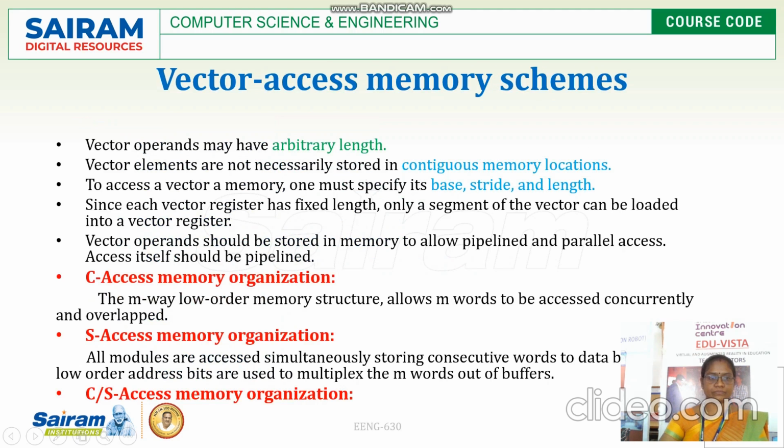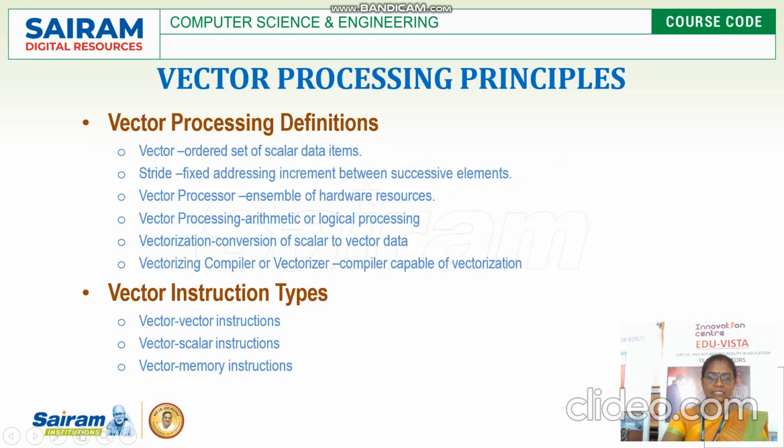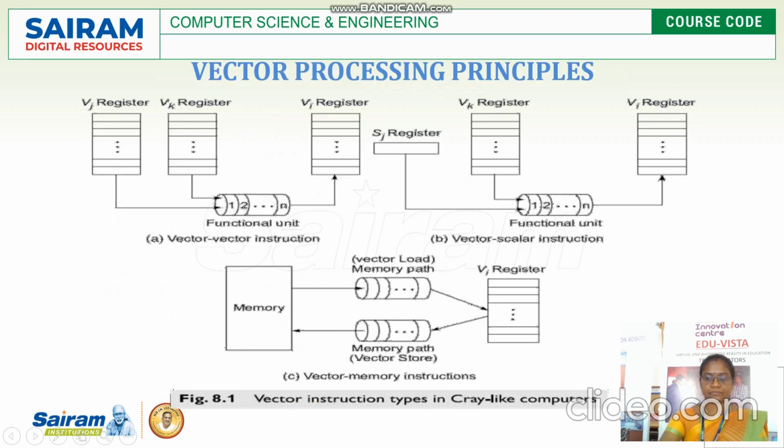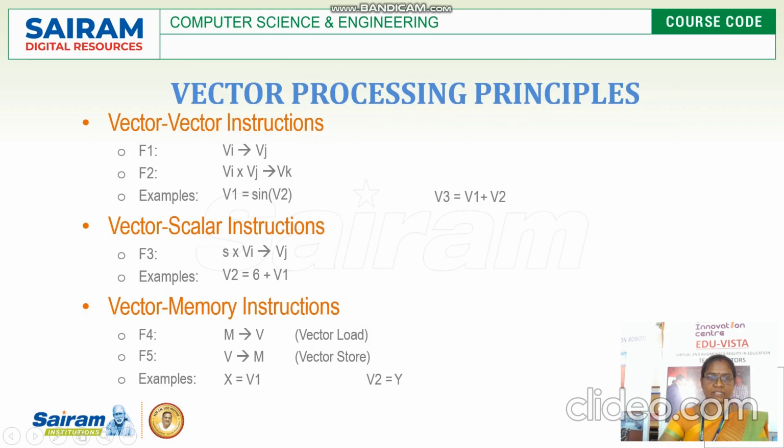I'll show the types of instructions. Here, vector to vector instruction. This F1 is the first example of a vector to vector instruction. Here the data from VA is moved to VJ, and the second one, VI multiplied with VJ, is moved to VK. So arithmetic operations are also involved, and store and forward operations are also involved in vector to vector instructions. Here VI is one operand, considered a vector, and VJ is the other operand, also considered a vector.